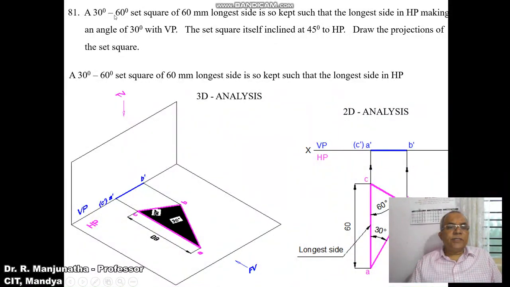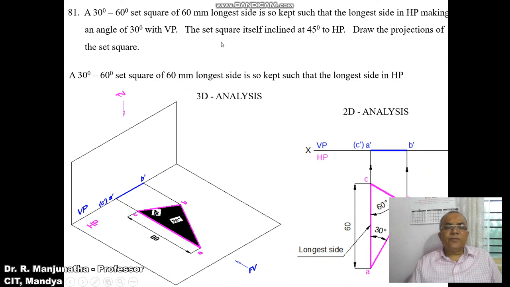A 30 degree to 60 degree set square of 60 mm longest side is so kept such that the longest side is in HP, making an angle of 30 degrees with VP. The set square itself is inclined at 45 degrees to HP. Draw the projections of the set square.